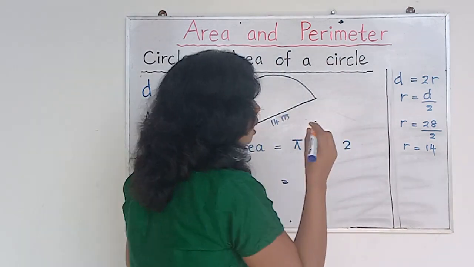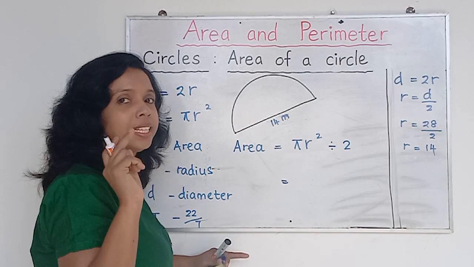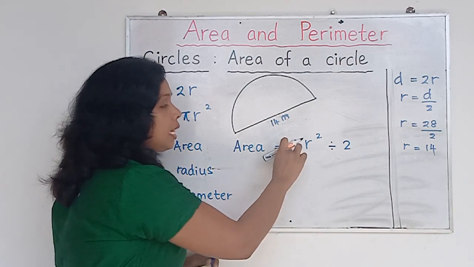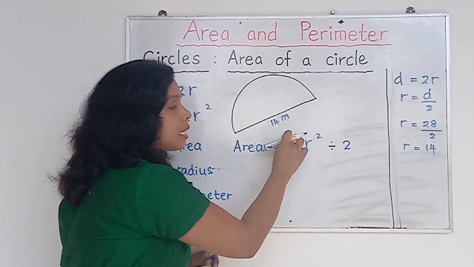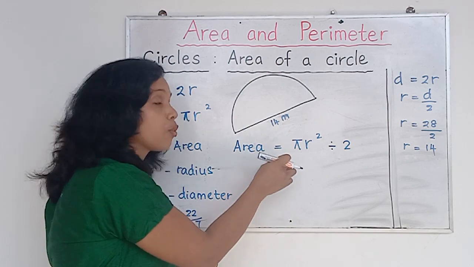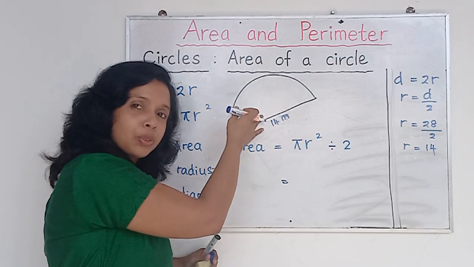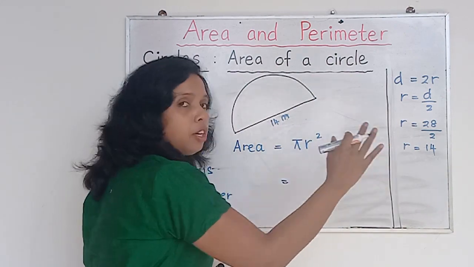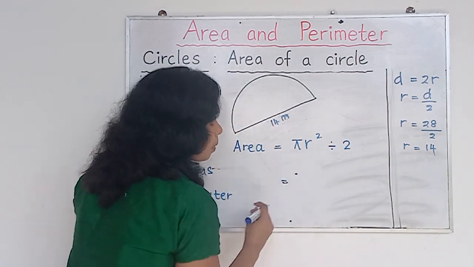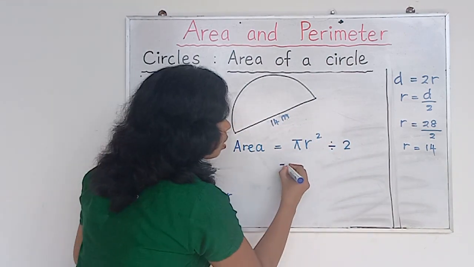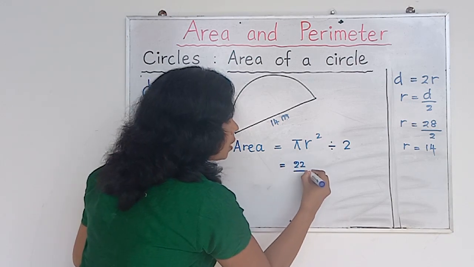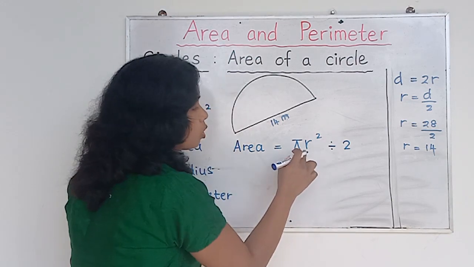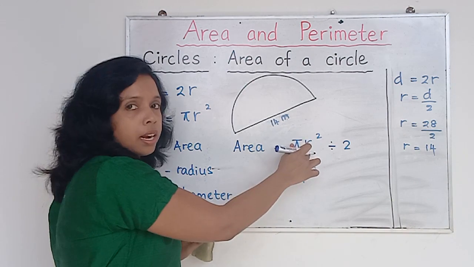Why? You may realize when I am doing this sum. What is the area of a full circle? It is πr squared. And to find the area of a semicircle, what do you want to do? You want to divide it by 2. Right? Divide it by 2. Right. Now look at this. 22/7 times.